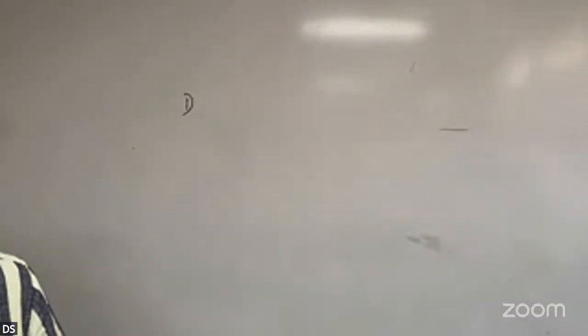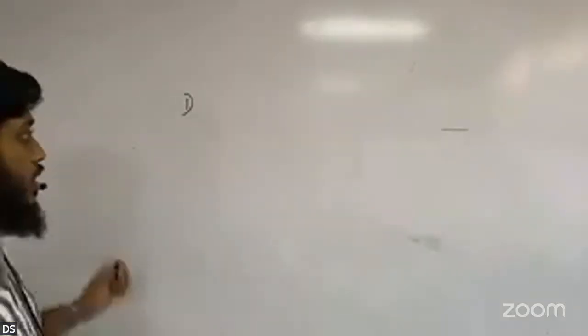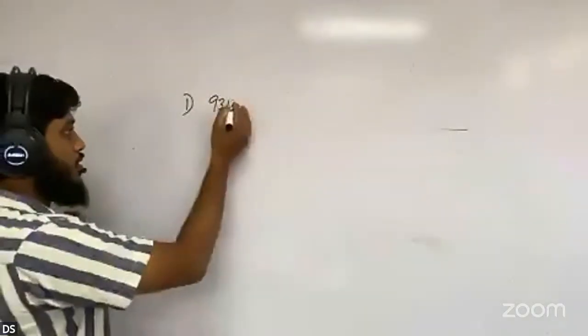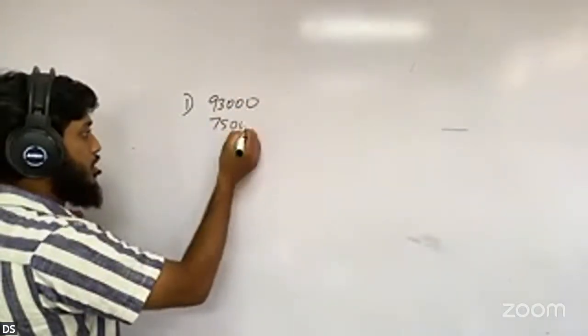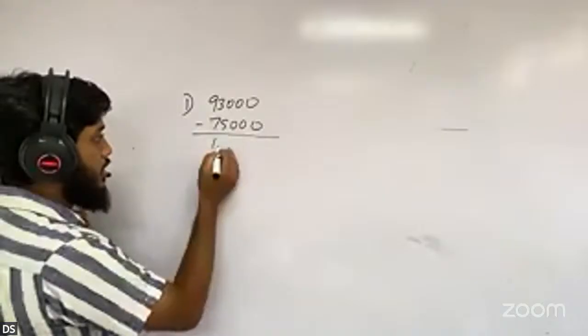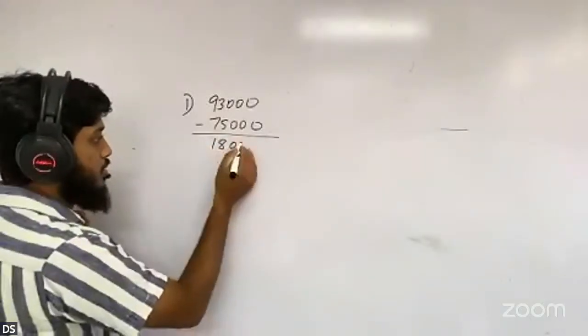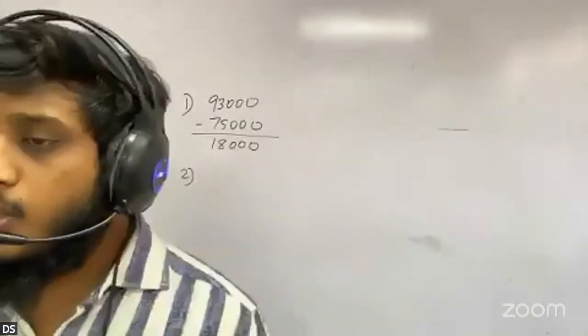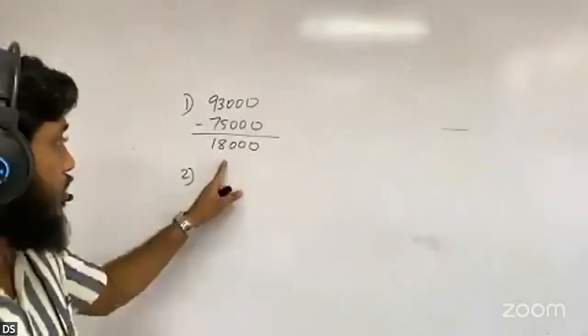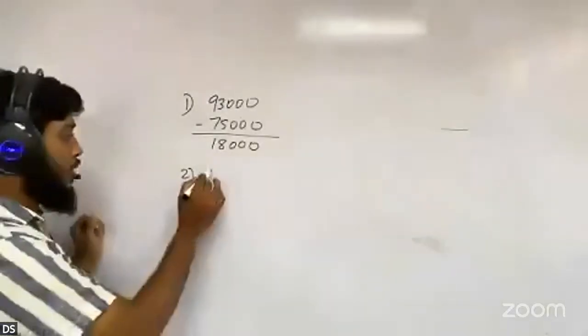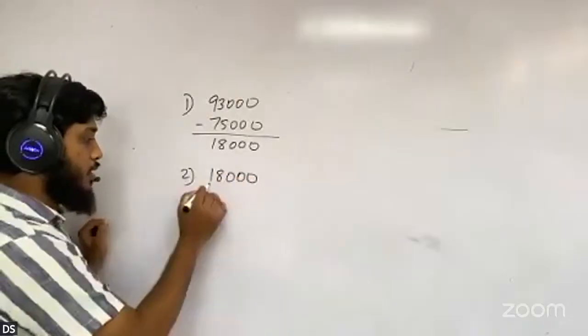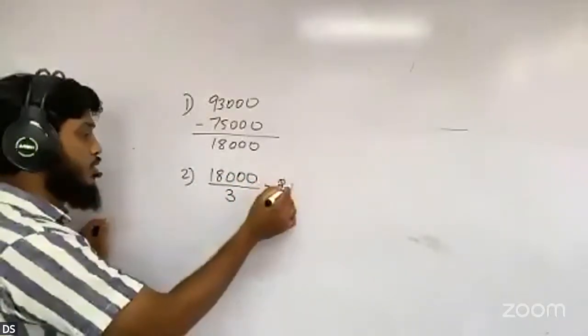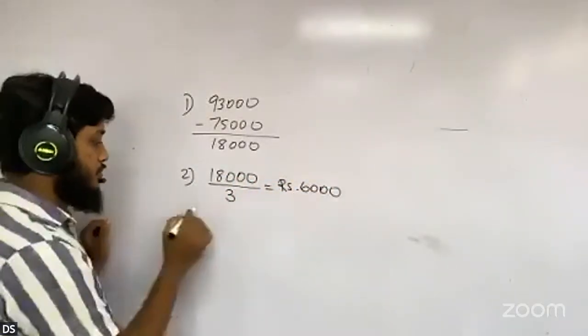He has to pay 93,000, but he took only 75,000. Then this additional 18,000 is the interest. Question number 2: calculate the interest for 1 year. He paid this loan in 3 years, so for 3 years he has to pay 18,000. Then how much for 1 year? 18,000 divided by 3 is rupees 6,000.